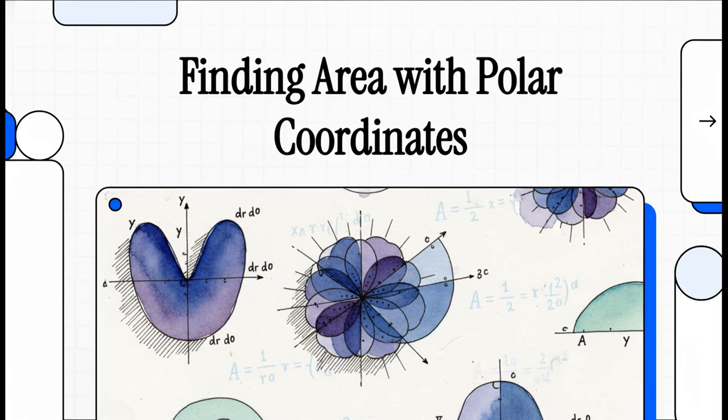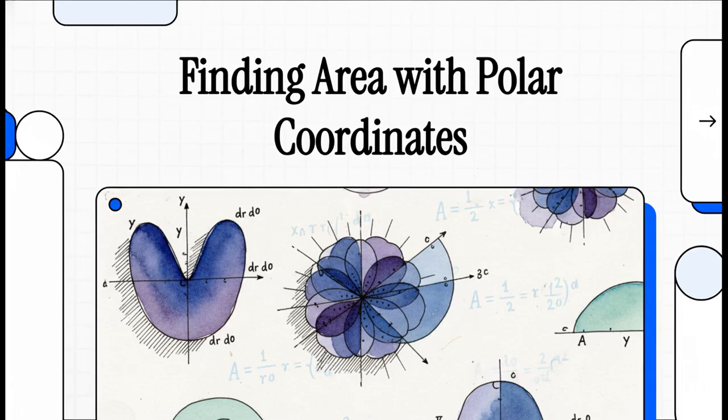All right, welcome back. Today we are jumping into a big one from university level calculus, something that can really throw you for a loop, finding area with polar coordinates. If you've ever stared at a beautiful shape like a cardioid or a rose curve and thought, how on earth do I find the area of that? Well, you're in the right place.